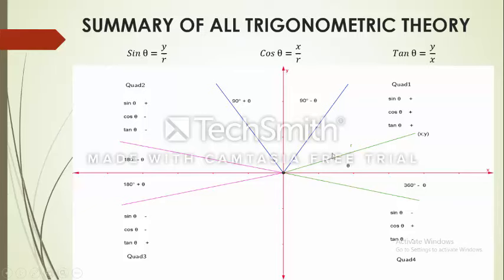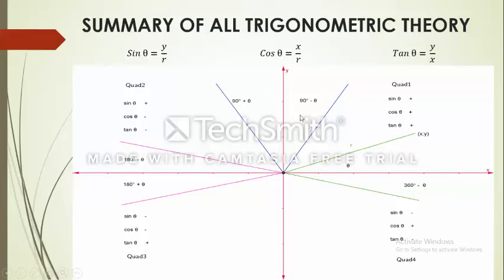Let's go back to quadrant 1. Our reference angle is angle theta, and every time when we are using angle theta, this will be our reference angle. In quadrant 1, we have 90 degrees minus theta. In quadrant 2, we have 90 degrees plus theta. In quadrant 2 again, we have 180 degrees minus theta. We also have 180 degrees plus theta in quadrant 3. And quadrant 4 is 360 minus theta.